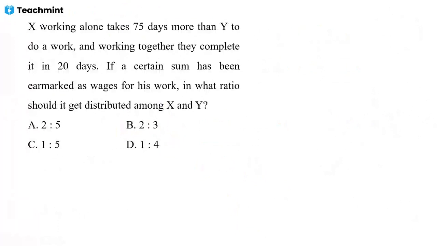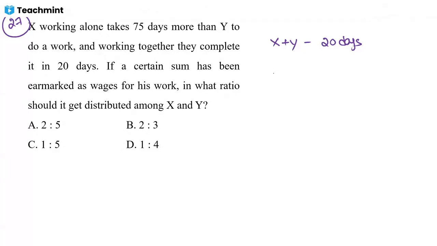So time and work till now, in our sessions, we have not discussed it. This is a question related to time and work. X working alone takes 75 days more than Y to do a work. Working together, they can complete it in 20 days. So working together, X and Y can complete the work in 20 days. X is taking 75 days more than Y to do a work. Okay, fine. But we have to know what X alone and Y alone take.